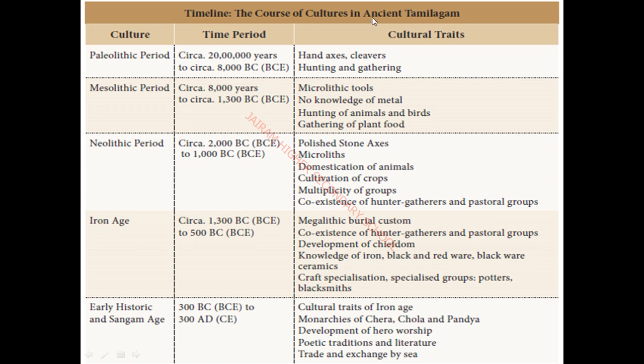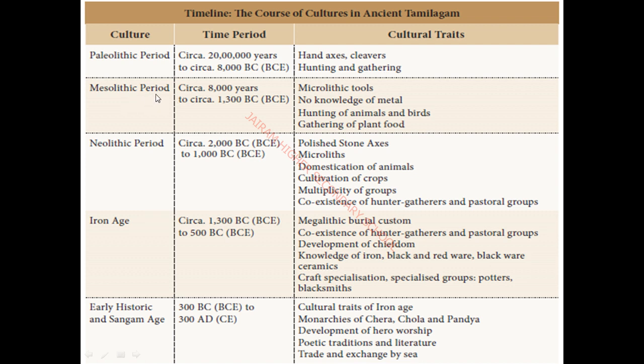Next topic, now we are going to see the timeline of the sources of culture in ancient Tamilagam. Here you see the cultures, time periods and cultural traits. In the Paleolithic period, circa, which means approximately, 20,000 years to 8,000 BCE, before Christ, they used hand axes, cleavers, hunting and gathering.